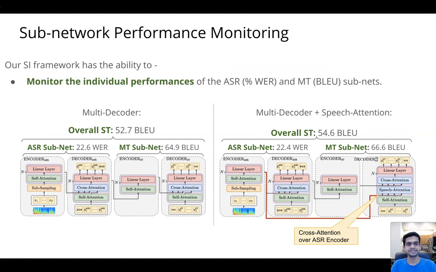Another benefit of our framework is the ability to monitor the performances of each individual subnet. For various complex tasks, this performance monitoring can tell us valuable information about which portions of the overall task are working better or worse. For example, we found that the multi-decoder model that achieves 52.7 BLEU on the Fisher dev set achieves 22.6 word error rate on the ASR subtask and 64.9 BLEU on the MT subtask. With speech attention, the multi-decoder that achieves a higher 54.6 BLEU on the same dev set achieves 22.4 word error rate on the ASR subtask and a higher 66.6 BLEU on the MT subtask.